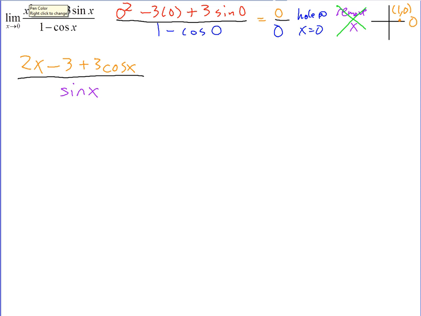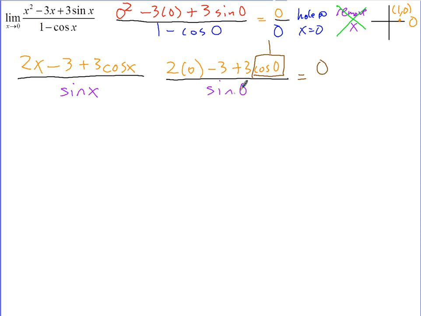And now we can substitute in 0. So we get 2 times 0 minus 3 plus 3 times the cosine of 0 divided by the sine of 0. But again, cosine of 0 we found is 1 here. So that becomes 3 minus 3 is 0, and that's just 0. So we get 0 on the numerator. Sine of 0 is the y-coordinate 0. So we still got 0 over 0.